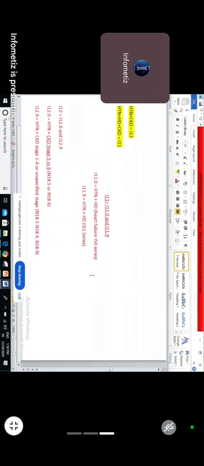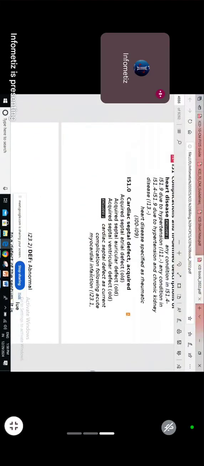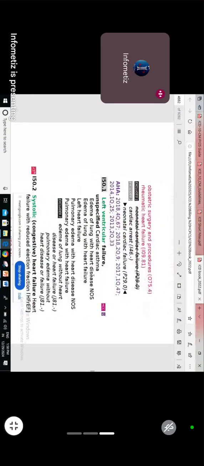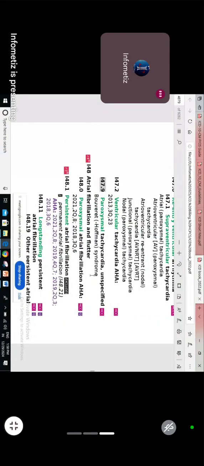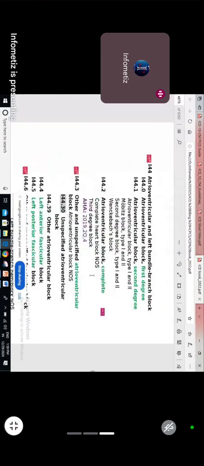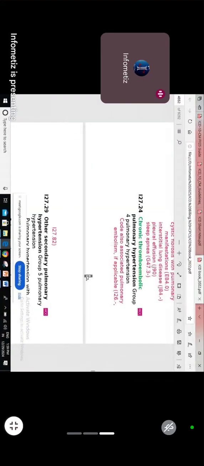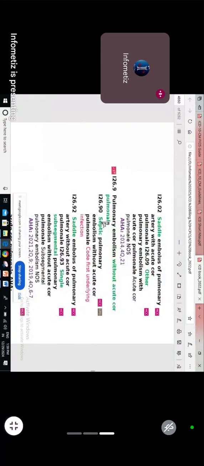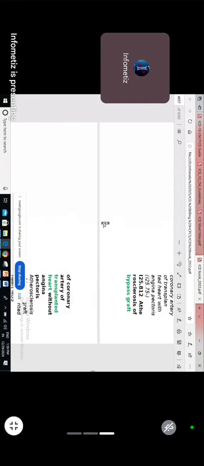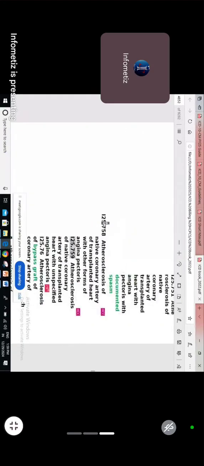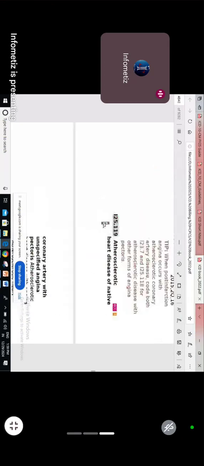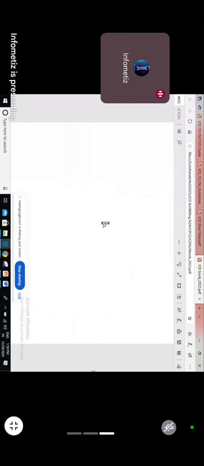Now, I11 is hypertension plus heart disease. That is not a complete code. I11 is not a complete code. We have I11.0 and I11.9. What is I11.0? I11.0 is hypertension plus heart failure.